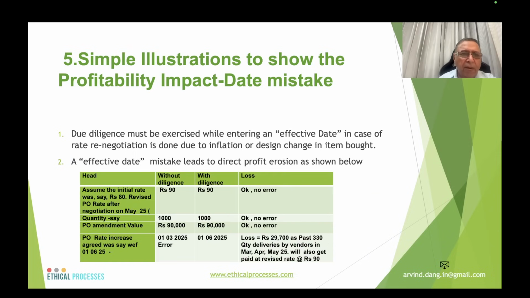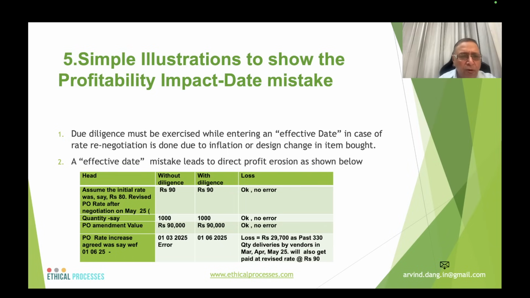Now let me take another example, for the effective date. This is another very important object. Assume that the initial rate you settled was 80 rupees, and there's a price revision due to, say, inflation or design change. Let's say the revised rate is 90 rupees. So in the first row, with due diligence and without diligence, it is 90 rupees, so no error. Quantity says 1000 pieces, no error, both with and without due diligence. Purchase order amount value is 90,000, no error.